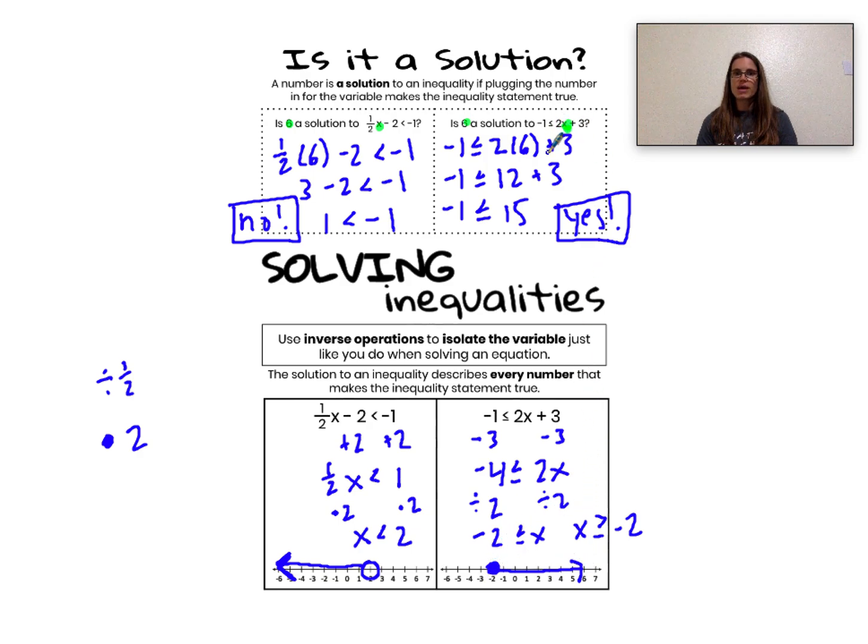Again, I can confirm my answer from above that 6 is a solution to this inequality, same inequality here, because 6 is in fact greater than or equal to -2. And all values of x greater than or equal to -2 are solutions to this inequality statement.